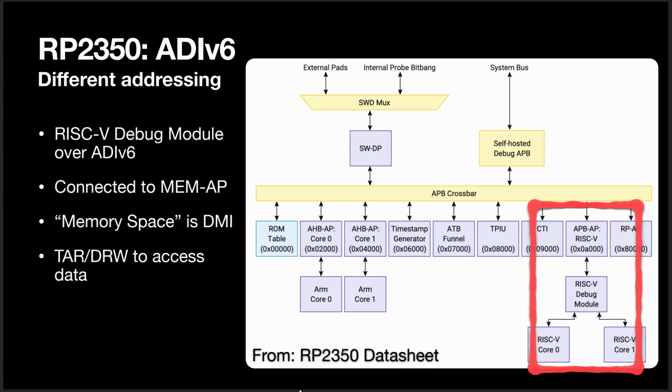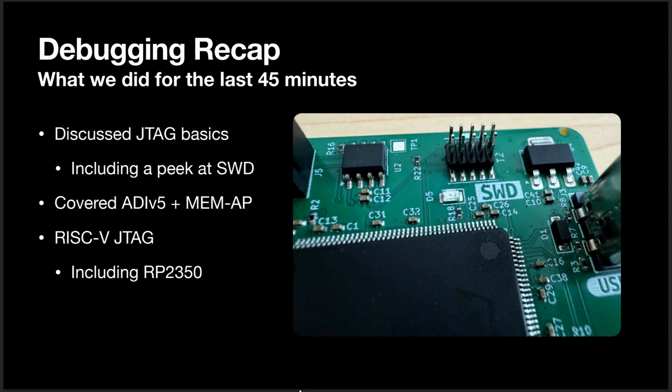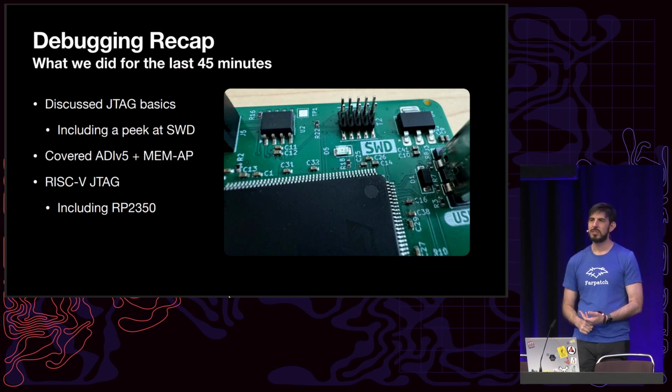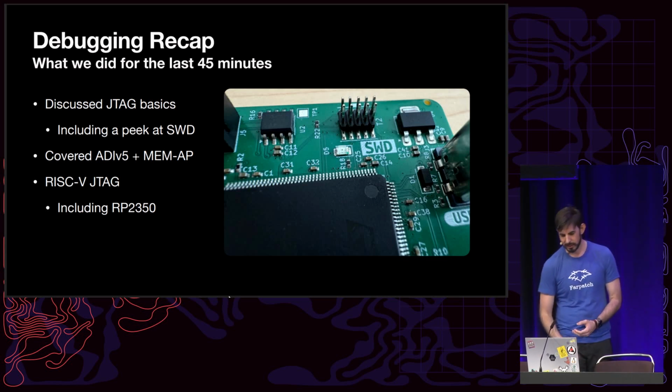And everything else here just automatically works. So all you have to do is change your interface, and the entire set of machinery that goes on behind that just works. So to recap what we talked about over the last 45 minutes, we started by talking a little bit about the JTAG basics, and we took a brief peek at how SWD works. We covered ADI5 with the memap, and then we actually took a detour for RISC-V and talked about how they do it over JTAG. We mentioned the RP2350 and how that works over SWD.